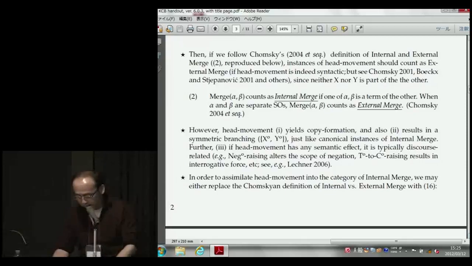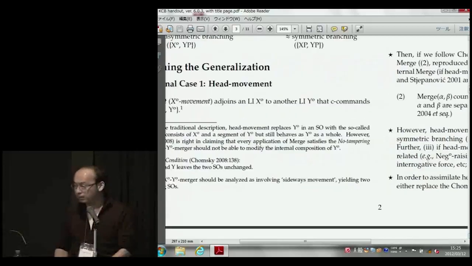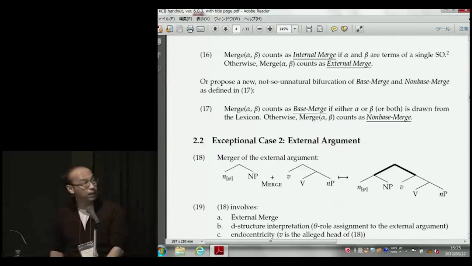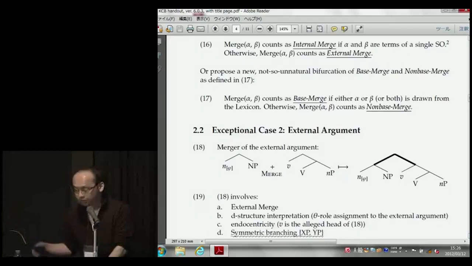To do so, we may either replace the Chomskyan definition of internal versus external merge by 16: Merge(α, β) counts as internal merge if α and β are terms of a single SO; otherwise, external merge. Or we may also abandon the external versus internal merge dichotomy and replace it with a new, not so unnatural bifurcation of base merge and non-base merge, as defined in 17. Base merge sort of corresponds to the base step of a recursive definition, and non-base merge is the recursion step, as you know. But anyway, 17: Merge(α, β) counts as base merge if either α or β or both is drawn from the lexicon.